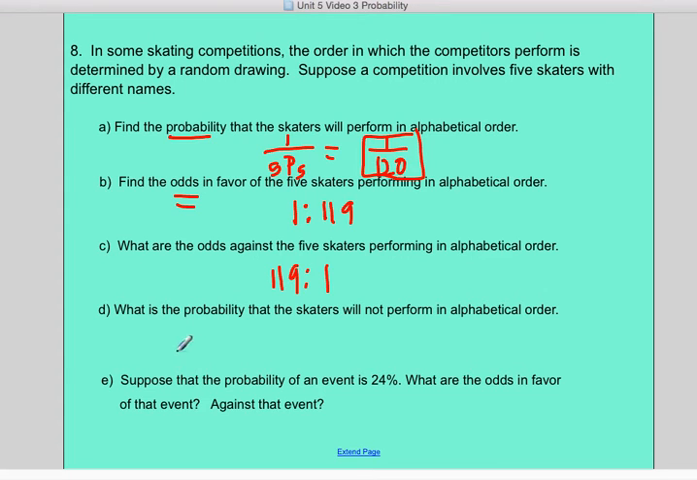Okay. Now D says probability, so read them carefully, that the skaters will not perform in alphabetical order. So how many ways can you not be in alphabetical order? 119 over how many total ways? 120.